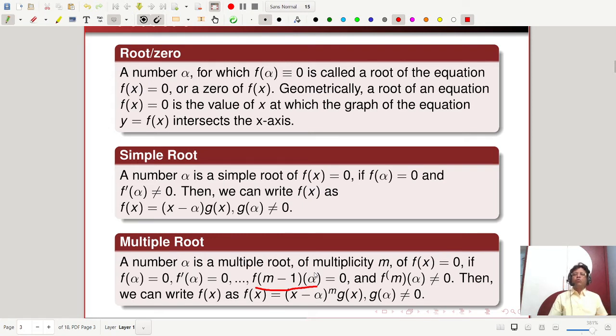If alpha is a multiple root of order m, then the (m minus 1)th derivative is 0, but the mth derivative is not 0. That is the concept of multiple root.